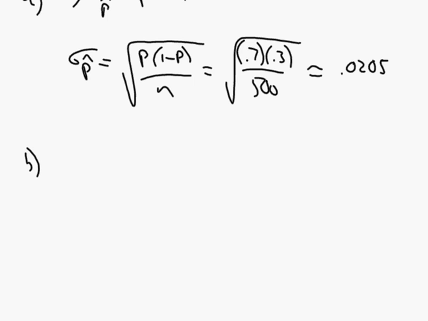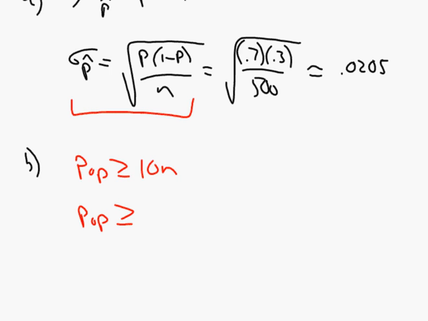Use rule of thumb number 1 to verify that this is okay. Rule of thumb number 1 says that the population has to be greater than 10 times the sample size. So do we believe that the population of people who have cereal for breakfast at some point is greater than 10 times 500, or greater than 5,000? We're going to assume that, because I'm sure there's more than 5,000 people who eat cereal. And since that's true, then it's okay to use this standard deviation formula.